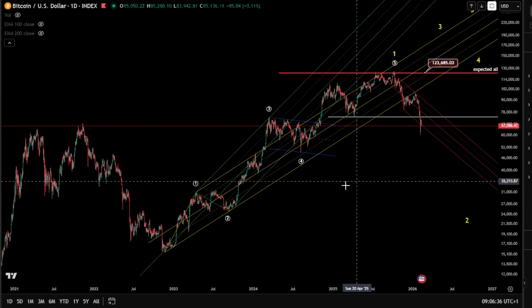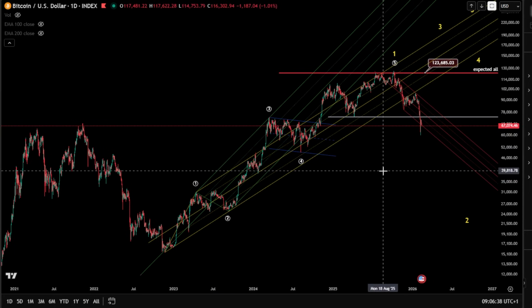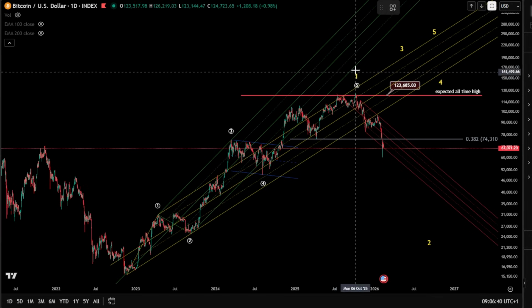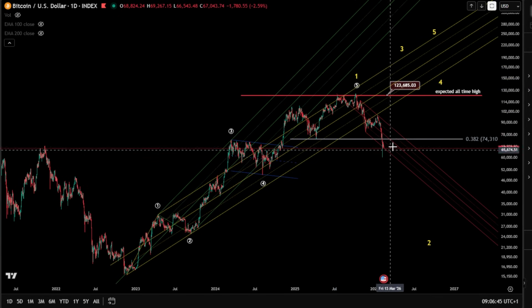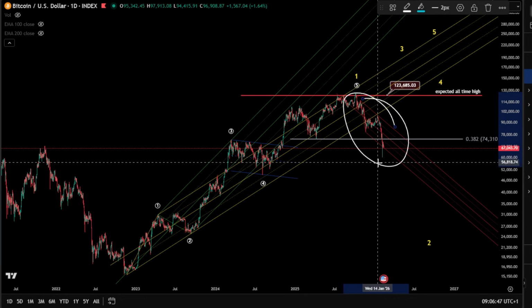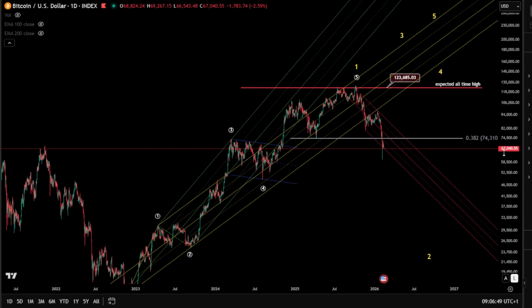For Bitcoin on the daily, we have of course a 1, 2, 3, 4 and a 5 impulse toward the upside. The bull run finished for wave 1 over there, and we're looking currently at our deep correction that is unfolding.